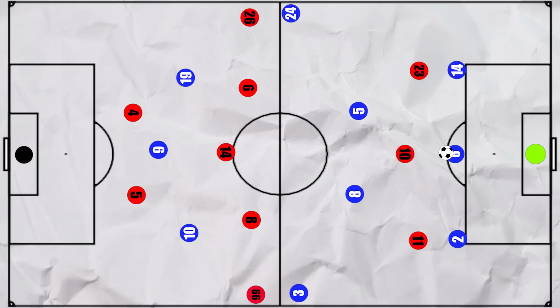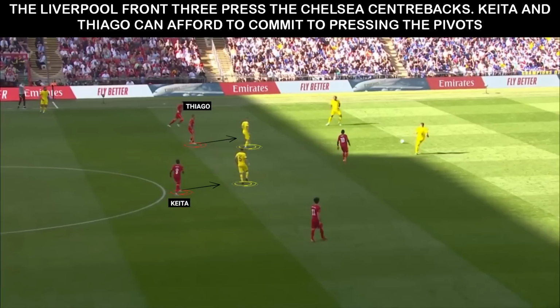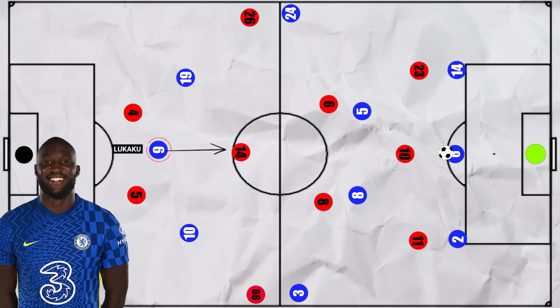And unlike Chelsea, because Liverpool had the numerical advantage in the midfield, they could afford to commit 2 of their midfielders onto the Chelsea pivots, making central progression extremely difficult. This was made worse as they have a traditional forward in Lukaku, who is less willing to drop in and help out in the midfield.